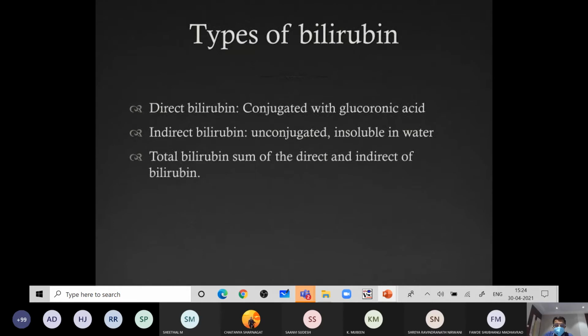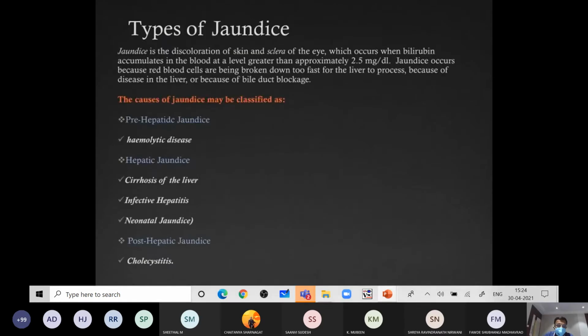Yes, sir. Okay. See, types of jaundice. Jaundice is the discoloration of the skin and sclera of the eye, which occurs when bilirubin accumulates in the blood at a level greater than approximately 2.5 milligrams per deciliter. Normally it is 1 milligram. If it becomes more than 2.5, the sclera become yellowish in color, and the skin becomes yellowish in color.